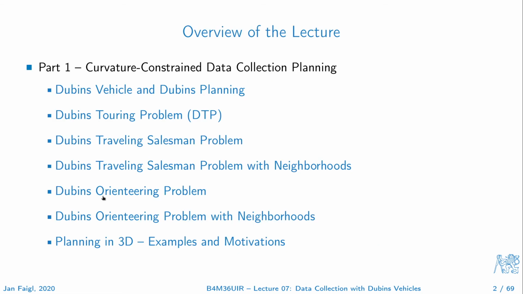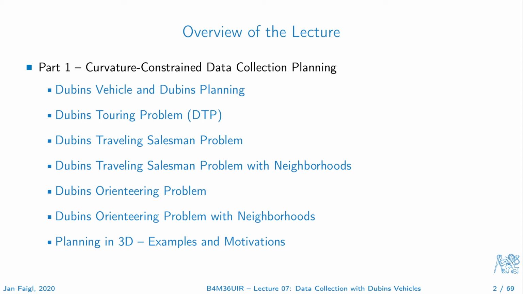So we will introduce Dubins vehicle and Dubins planning, and the fundamental building blocks for these routing problems with Dubins vehicle, which we consider is the Dubins touring problem. Then we will continue with the traveling salesman problem with neighborhoods, orienteering problem, and orienteering problem with neighborhoods.